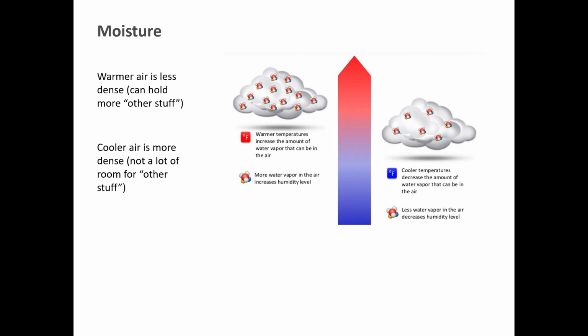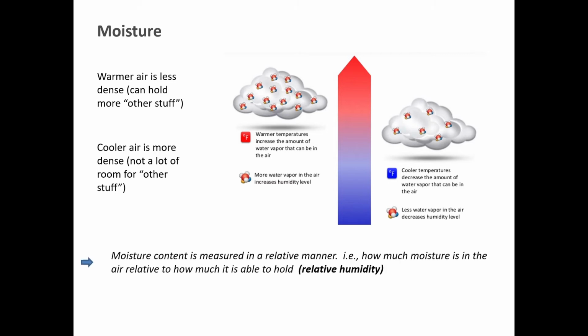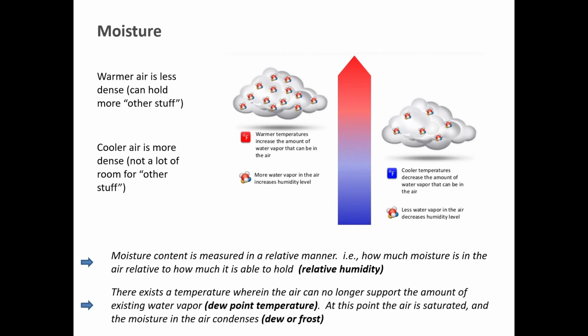If you have a pocket of air that has a lot of moisture in it, the opposite will occur. That moisture is going to cause that pocket of air to be less dense than the surrounding air, and that air pocket is going to rise. So definitely make sure we understand how the moisture content and the temperature profile of the atmosphere can have an effect on atmospheric stability.